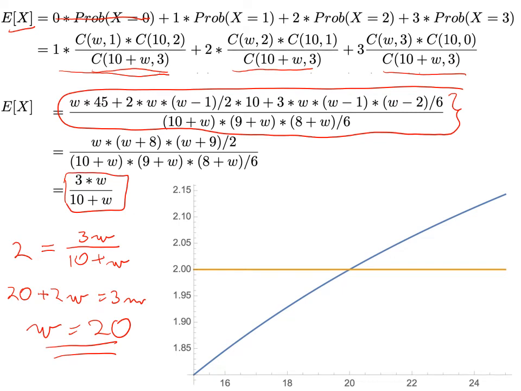We can also plot this. On the x-axis, we have the number of women in the club. On the y-axis, we have the expected value for X, which is the number of women on the committee. And we can see then that they meet at 2.